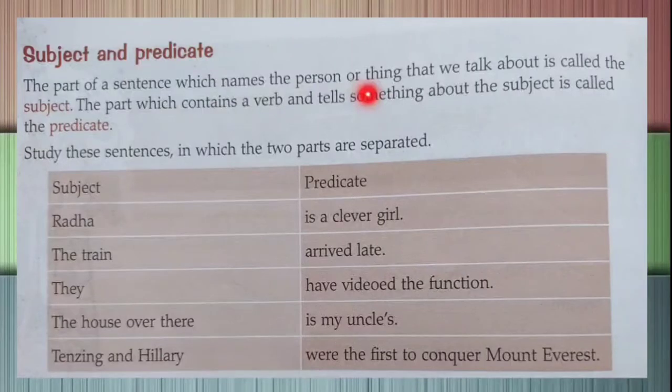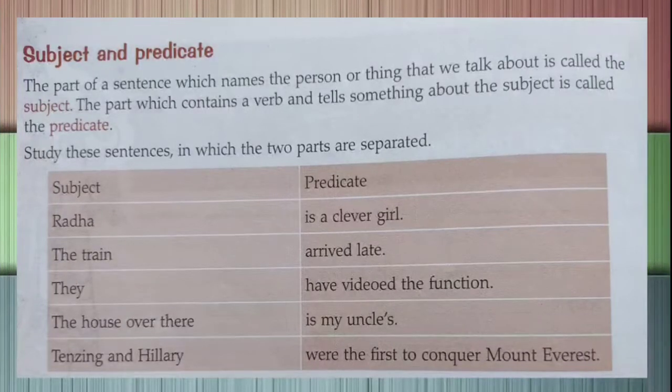In short, you have to remember that in a sentence, if a noun or pronoun is given, it's a subject. The part which contains a verb and tells something about the subject is called the predicate. So remember, the predicate is the part of a sentence which gives more information, and in this information there is a verb. Since a verb is written, we can easily identify the predicate. Once you identify the verb, you can understand that your predicate starts from the verb and goes on with the other information. And the subject is a particular name, a noun or pronoun.